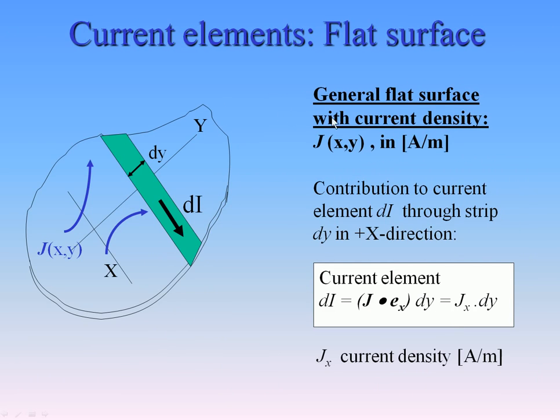A general flat surface with current density J of x and y in amperes per meter. Here is the current density, and the contribution to the current element through the strip with a width dy in the x direction is di is J times ex times dy, is Jx times dy. And that Jx is the current density in the x direction.